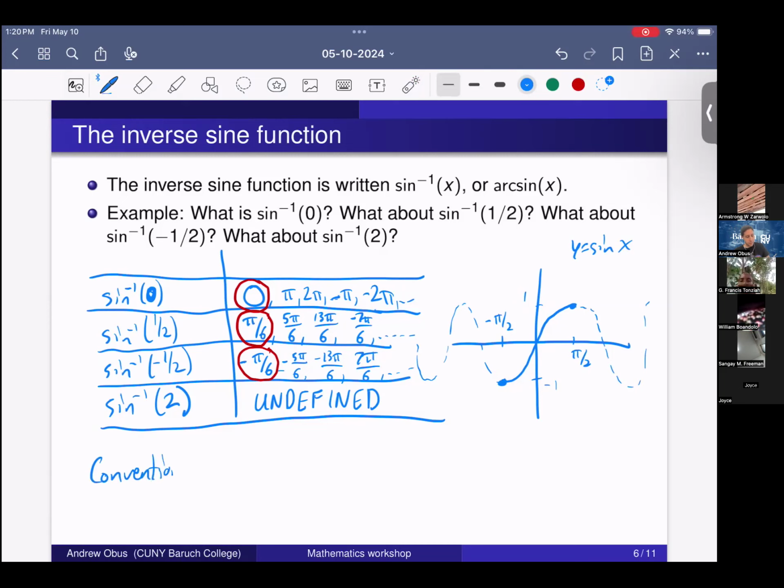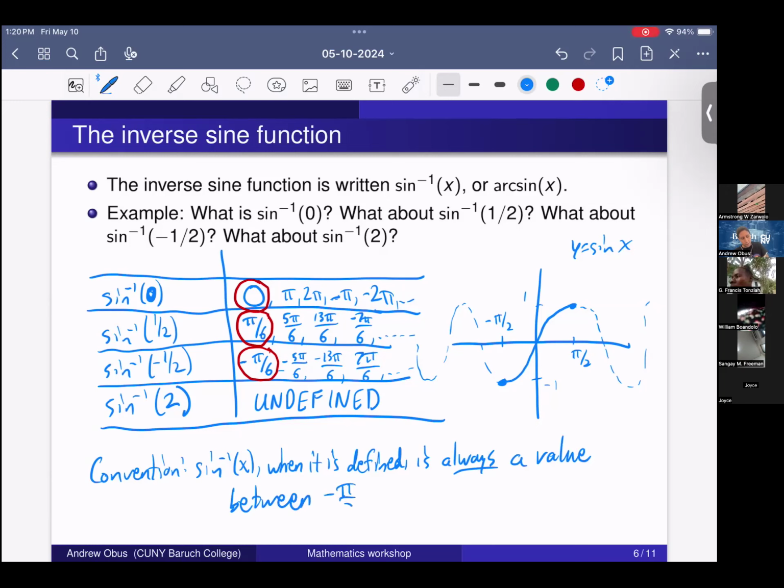Convention is that if we say sine inverse of x, well, at least when it is defined, it is always a value between minus pi over 2 and pi over 2. Okay, so this is our convention. So when I say sine inverse of 0, yes, sine of pi is equal to 0, but I don't mean pi as my answer. I mean 0. Okay, so sine inverse of 0 means 0.